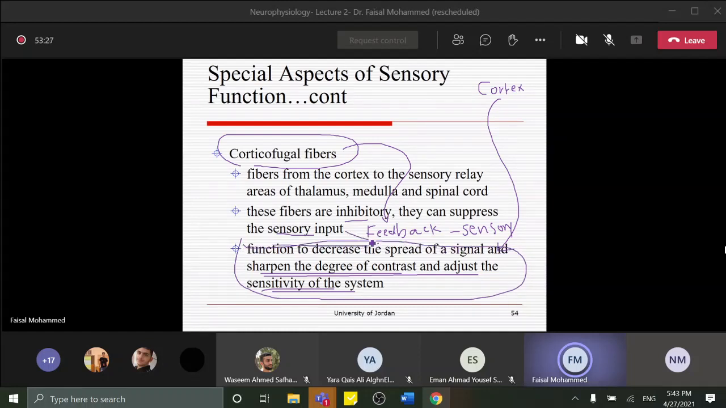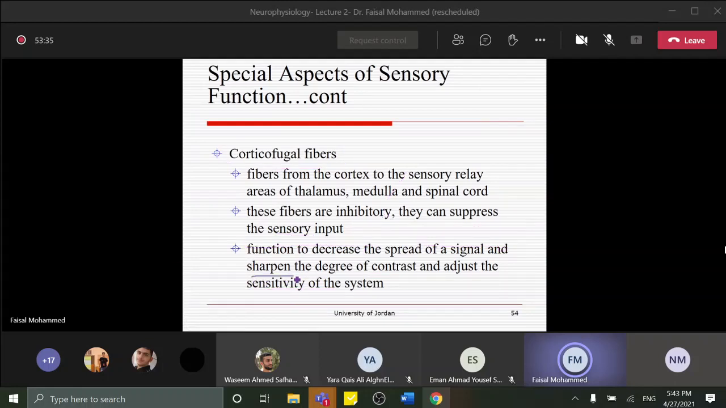Feedback, corticofugal fibers. Most important for sharpness and increase in the sensitivity. Sharpness, like lateral inhibition.